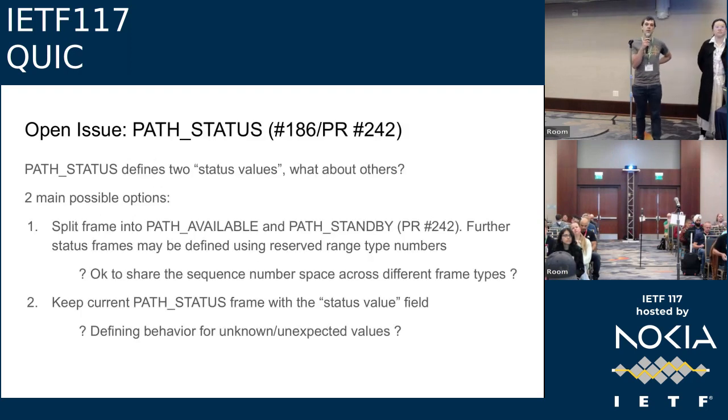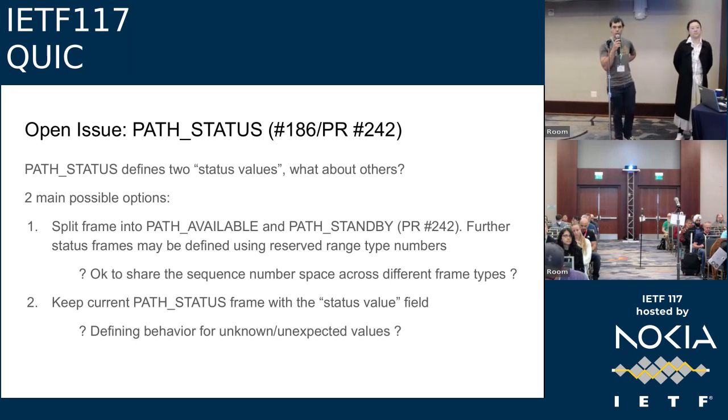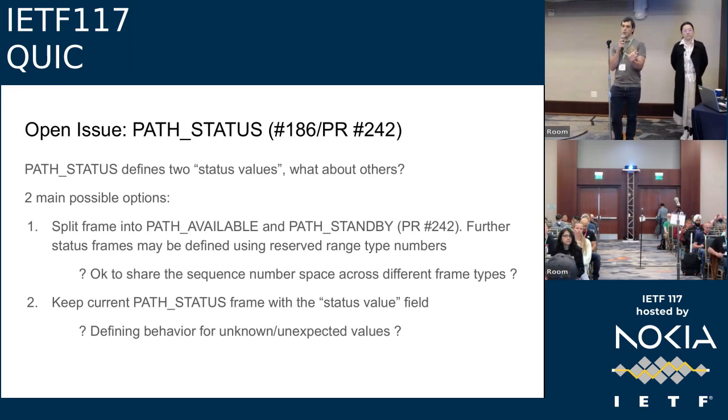So we still had some discussion at the last IETF about what to do with the path status frame. Currently we have one frame, and that frame has a value to define the status of the path, and we have defined 2 values: value 1 for standby, I think, and value 2 for available. And the question was, do we want to keep this frame with a value, or do we want to instead split the frame into several frames, such as path available and path standby, knowing that we need to keep a sequence number between these different frames? In the case of the split frame, we need to have one sequence number that is shared between the different frames, because the status of a path may change. Or if we prefer to keep the path status frame in its current form, we need to define what to do if you have some value which is unknown or unexpected. So if you have any input on this.